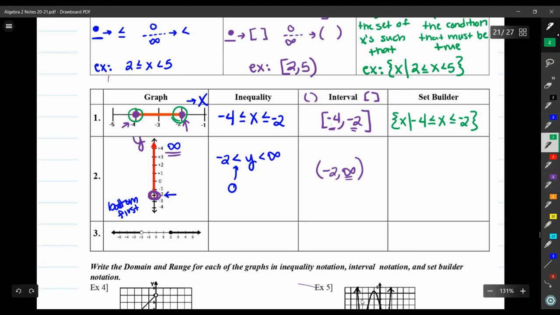And now let's talk set builder. So with set builder, we're going to do the same thing that we did with inequality. We're going to use the little set bar. This time it's a y though, because it's up and down.